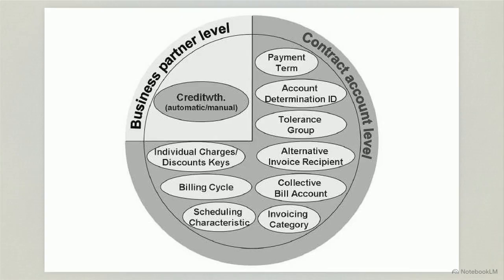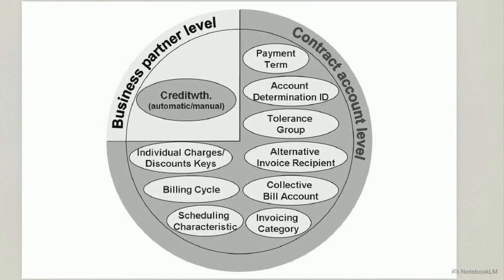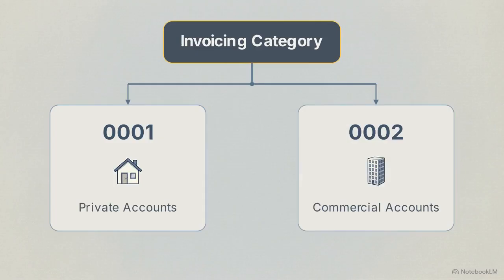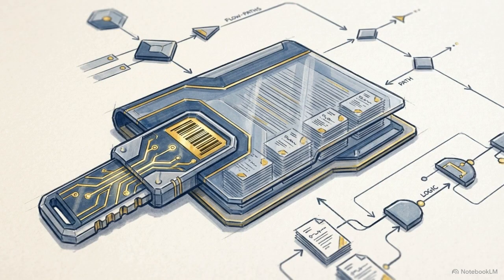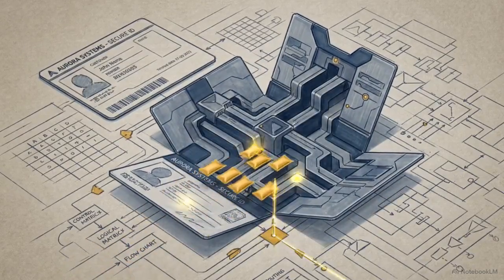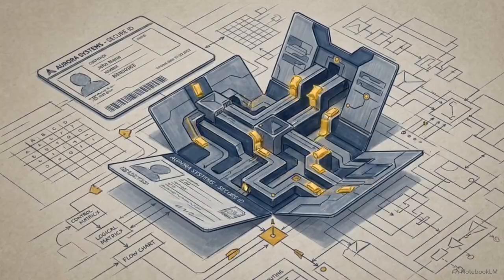This master data diagram outlines the exact storage locations for different parameters. If you look closely at the contract account level hemisphere, you will find the invoicing category node. System architects define these categories in customizing. For Telkom One, they map category 0001 to private accounts and 0002 to commercial accounts. By embedding this specific key in the contract account record, every billable item generated for that customer permanently inherits the classification. Assigning this logic directly to the master data transforms a static customer record into an active set of routing instructions for every downstream processor.